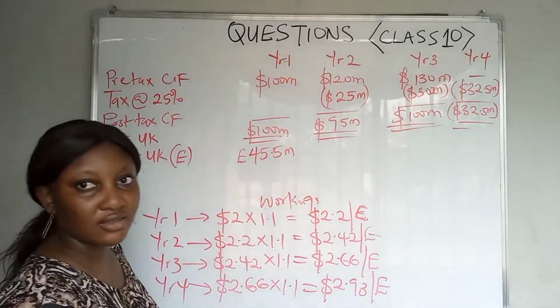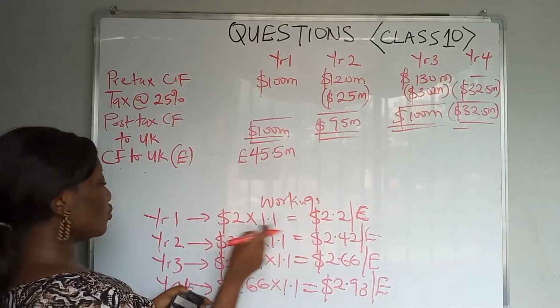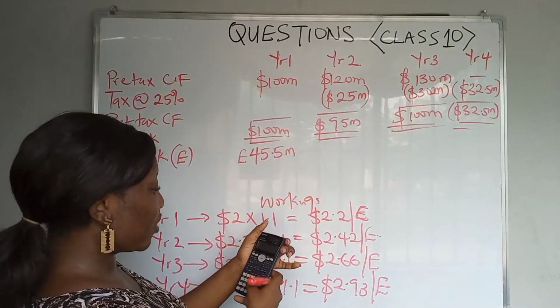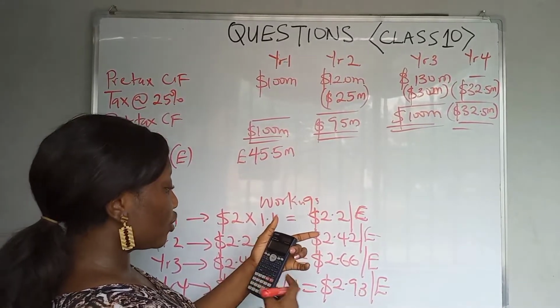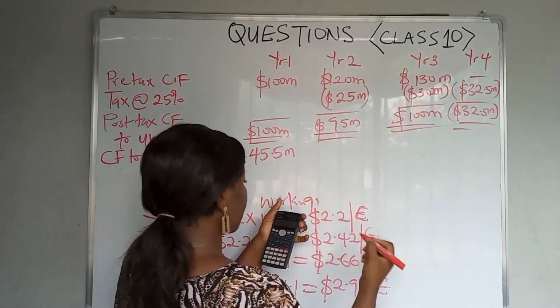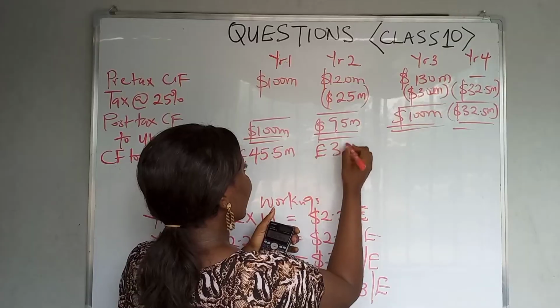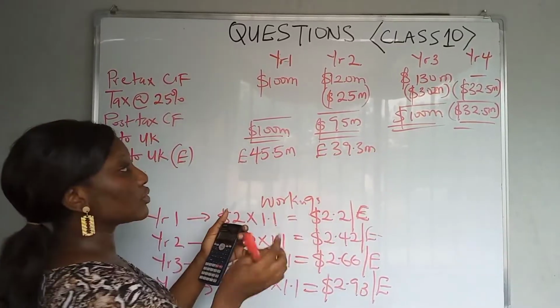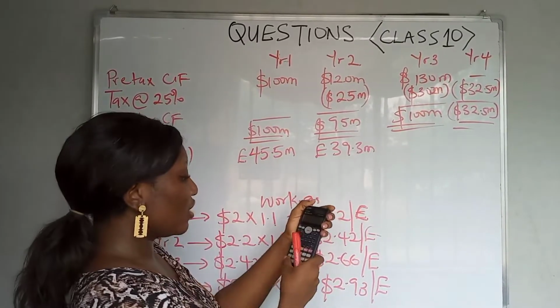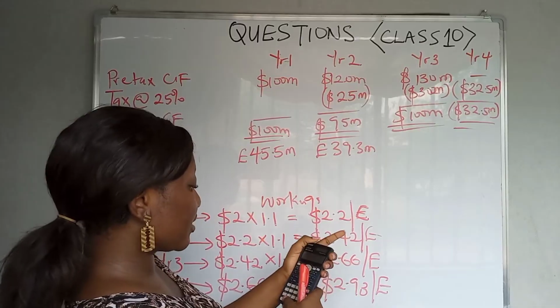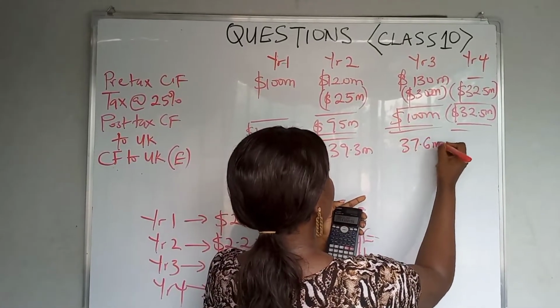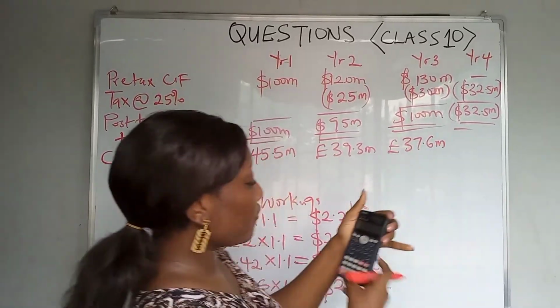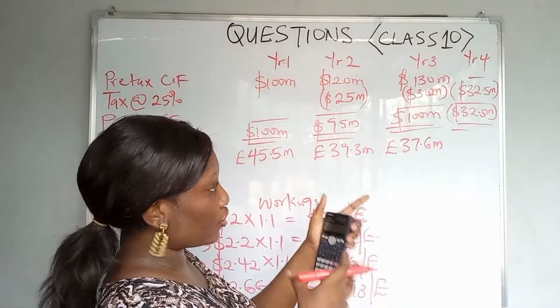We have converted. Can you see that? For year 2, you need to divide 95 million by 2.42. That's the exchange rate, 2.42. You have 39.3 million pounds. Okay. Now 100 million divided by 2.66. You have 37.6 million pounds. So in year 4, that one is a negative, but you still do it, right?